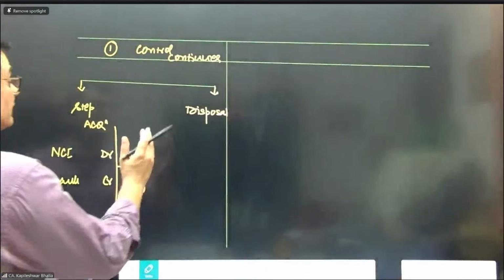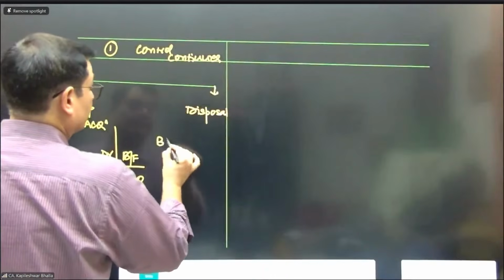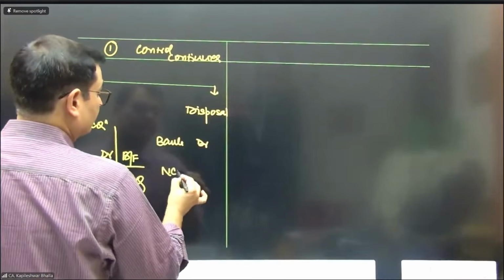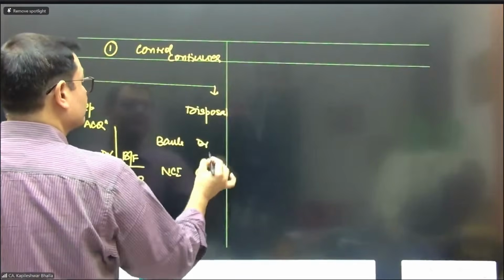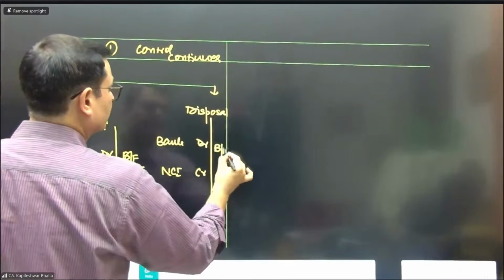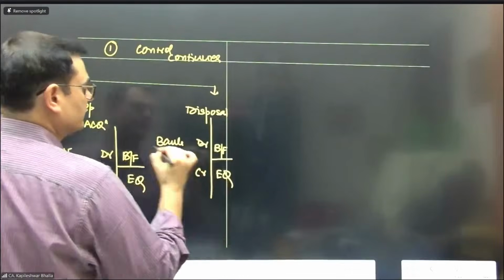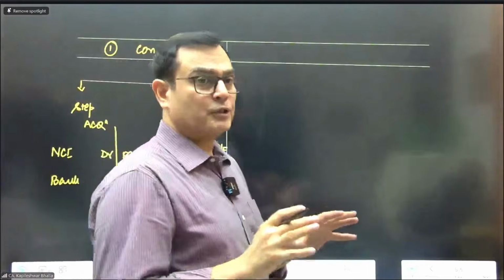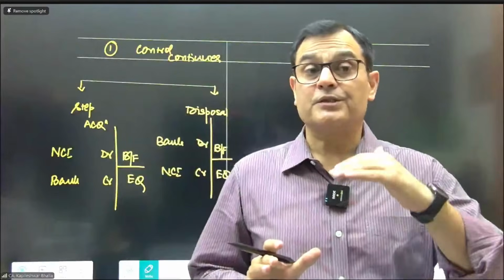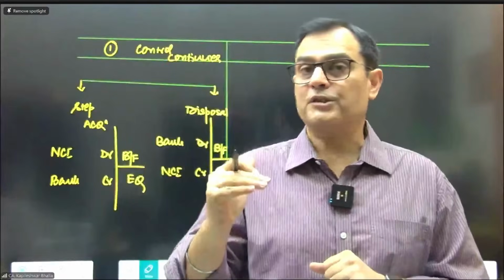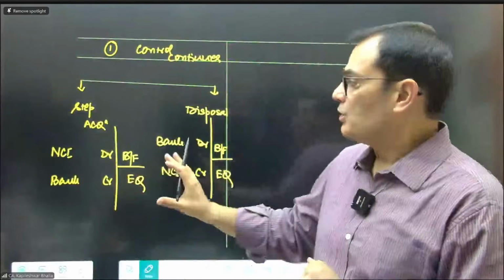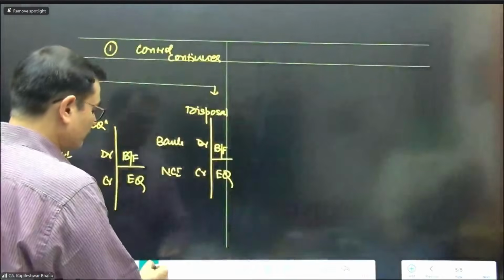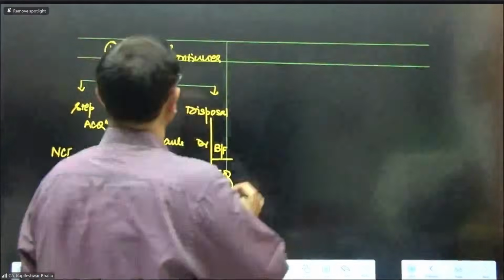And if it is a case of a disposal, then the reverse entry: bank gets a debit with the sale proceeds, NCI increases, and any balancing figure in this entry is taken to equity. So this is one situation, that is when the control continues. Either it is a step acquisition or it is a disposal, but the control continues. So there are only changes in terms of NCI.